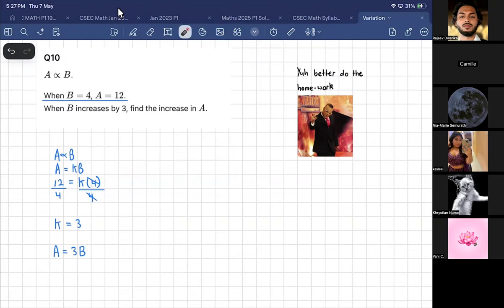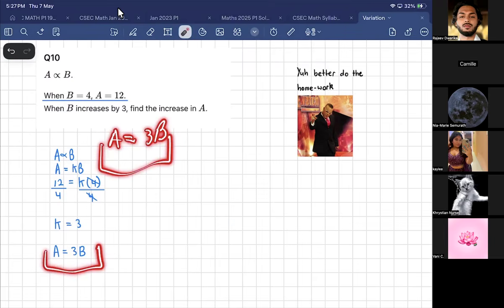Now, here's what happened right here. I want you to step back and look at it logically. What would you have to do with 4 to get 12? Multiply by 3. So in other words, A is just how much times B? 3 times B. That's all. And so this is the relationship we came up with. That's the relationship linking A to B. So whatever B is, A is just going to be 3 times bigger.